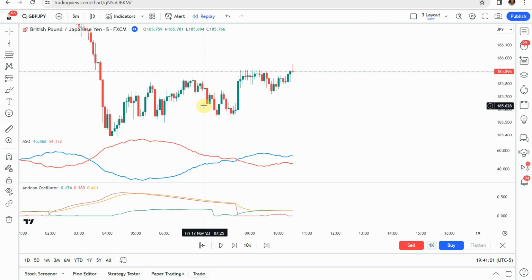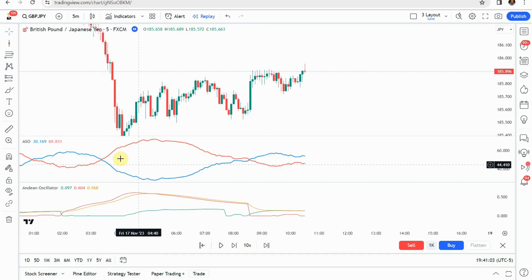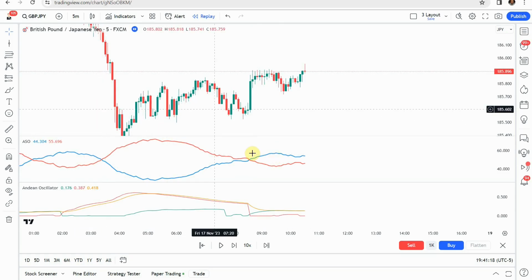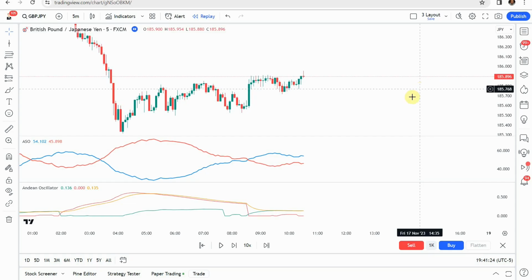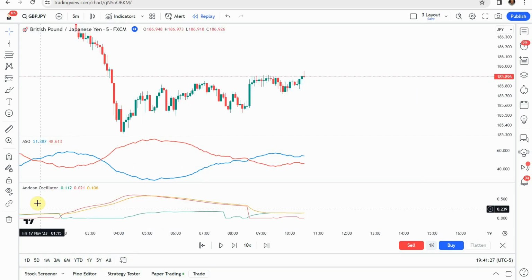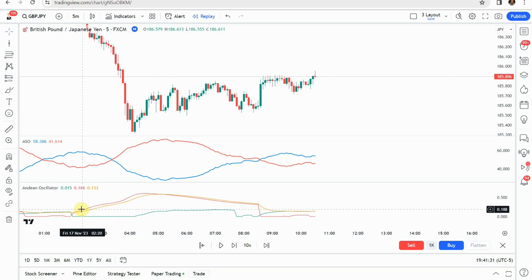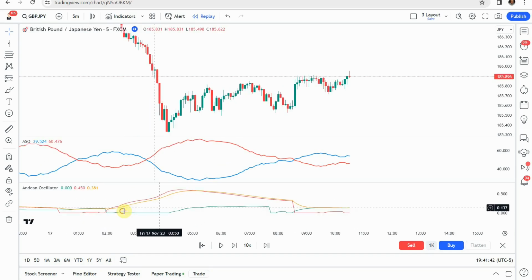So the average sentiment oscillator basically has two lines, and those two lines are crossing, either the red is on top or the blue is on top. When the red is on top, that means the sentiment is that we are in a downtrend. When the blue is on top, the sentiment is in an uptrend. Now down here on the Andean oscillator, when the red line is above both the orange and the green line, that means the market is in a downtrend according to the indicator.